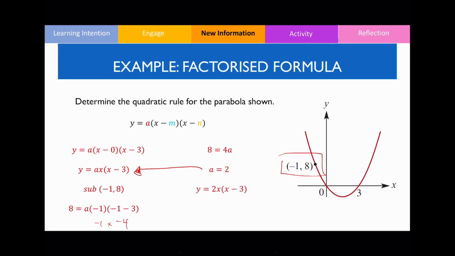All right, guys, since we've gone through two examples already, what I'm going to get you to do now is apply your understanding and see how you guys go.